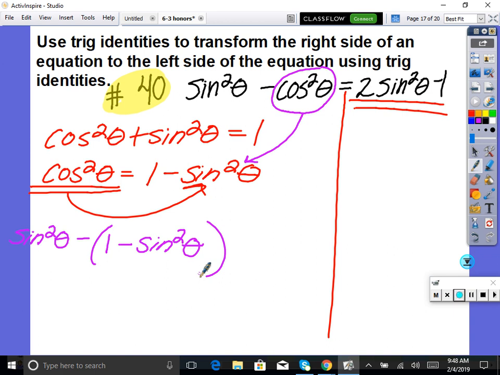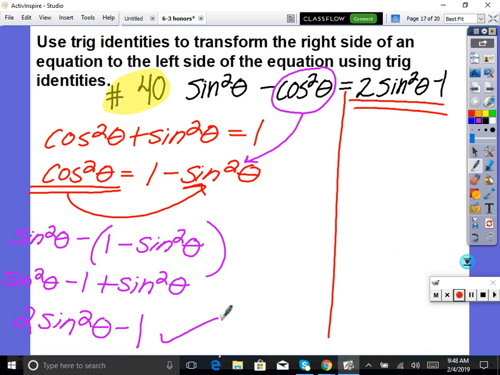Okay. Now from here, don't I distribute my negative? So I have sine squared theta minus 1 plus sine squared theta. 1 sine squared theta plus another sine squared theta is how many sine squared thetas? So we have 2 sine squared thetas minus 1, and we've reached our goal.